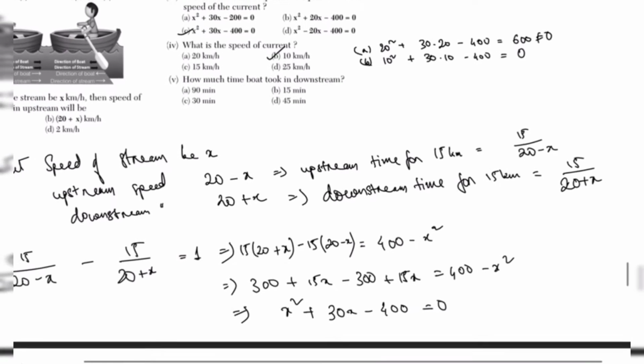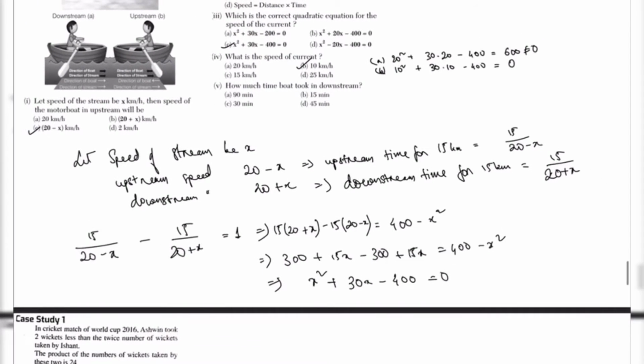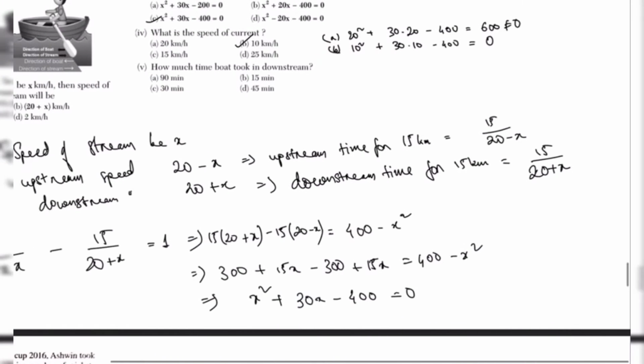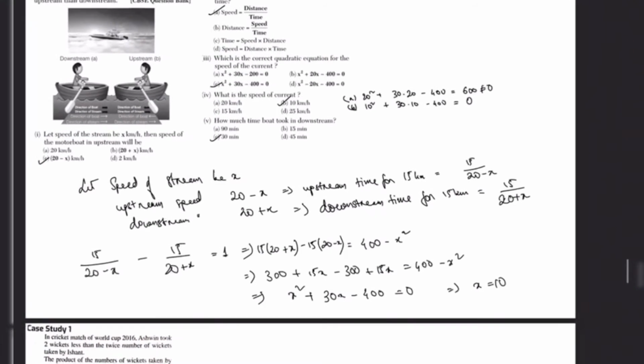What was the time taken by the boat downstream? So we know now that x equals 10. So let's just write it here. So we now know that x is 10. So 15 divided by 20 plus 10 is 30. So 15 by 30, half hour, that is 30 minutes. So this is the correct time. Okay, let's go to the next case study.